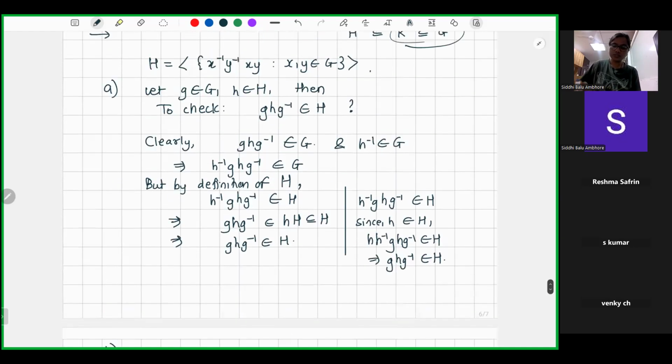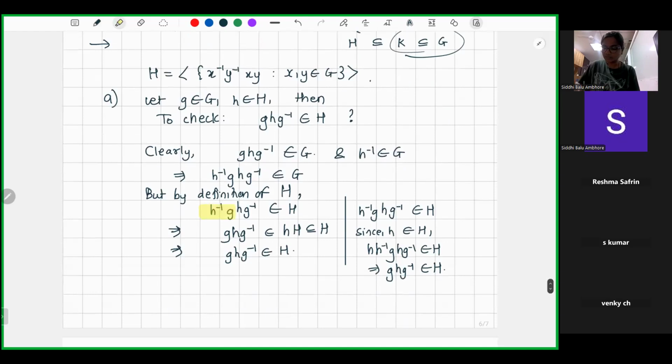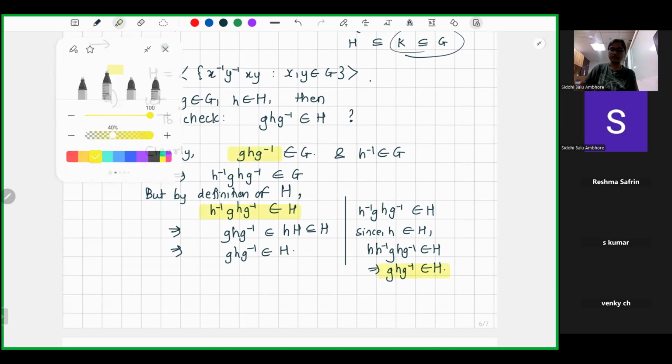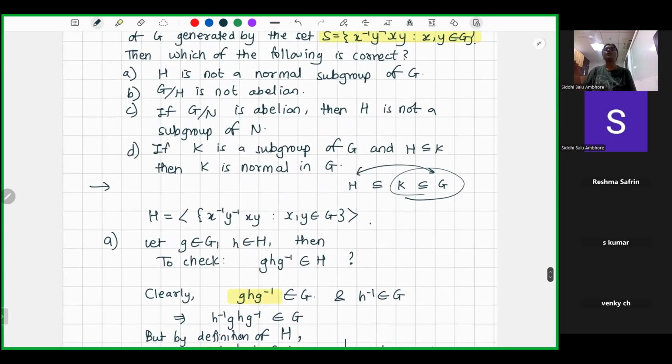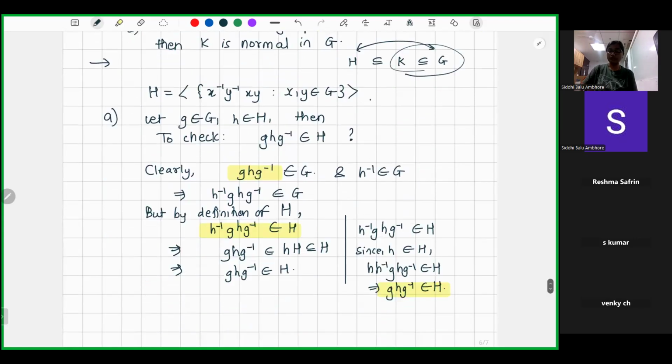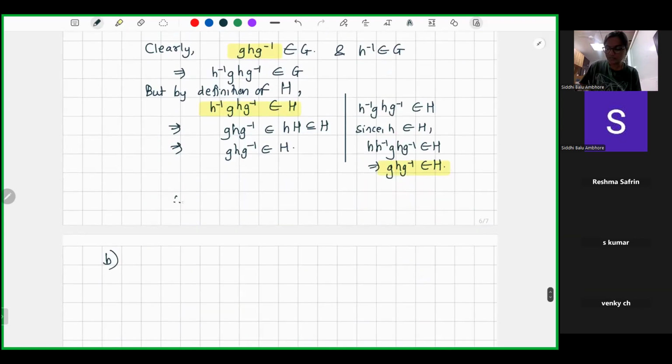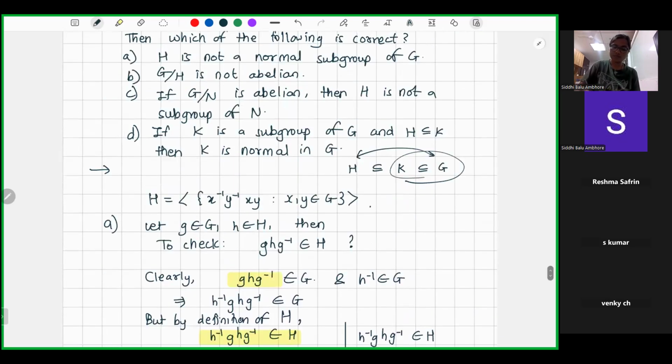We just use the fact that the expressions of this form are in H. That's it. We started with g h g inverse in G, so g h g inverse anyway belongs to G, but we now finally obtain that g h g inverse is in H. Okay, so I hope this was clear. If not, please ask. Otherwise, I will move to the second option. Therefore, this first option is false.